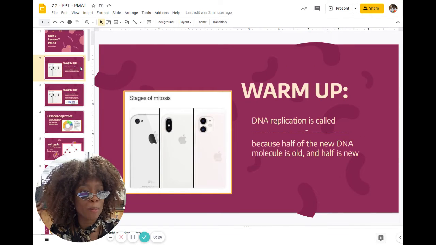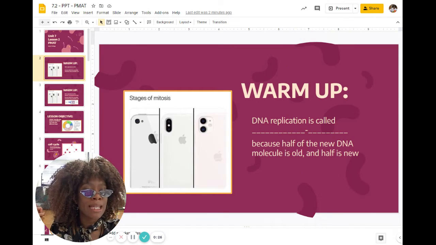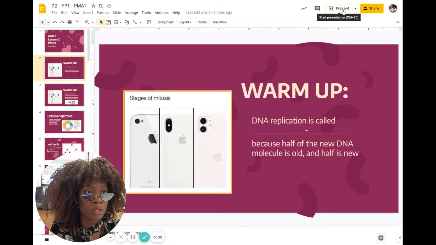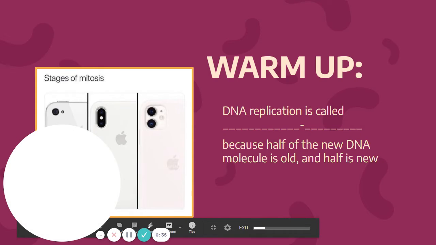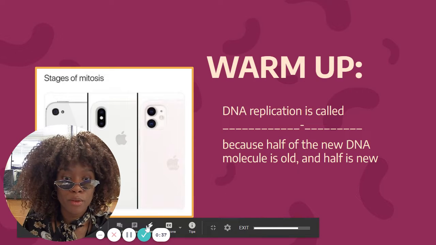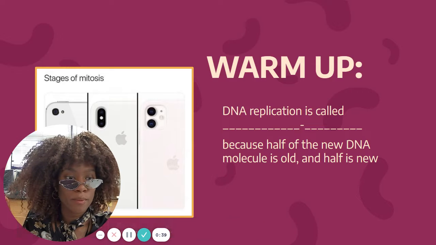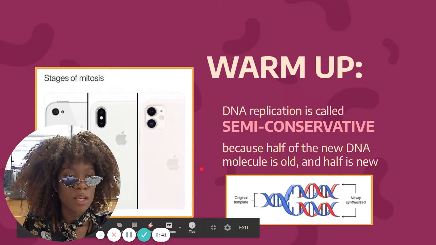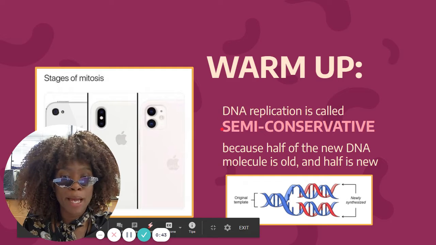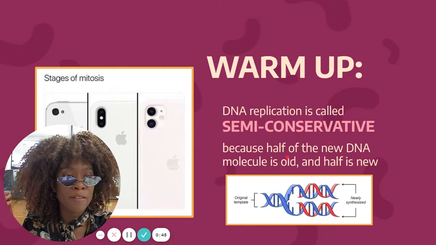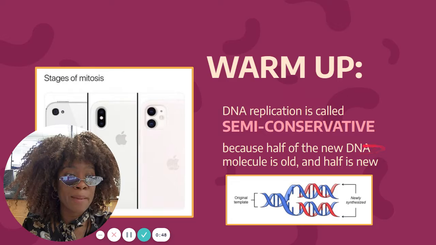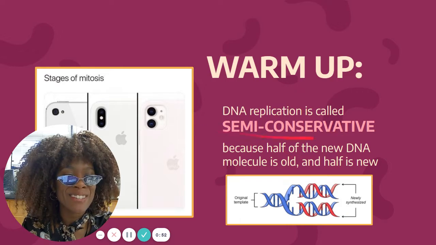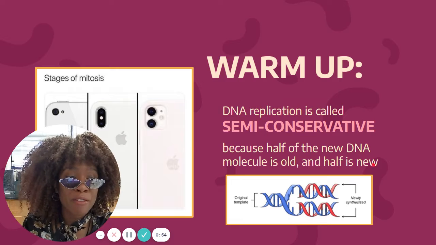First things first, we have a warm-up question. The warm-up says, DNA replication is called blank blank because half of the new DNA molecule is old and the other half of the DNA molecule is new. Good job. DNA replication is called semi-conservative because half of the DNA is old, but the other half of it is new.